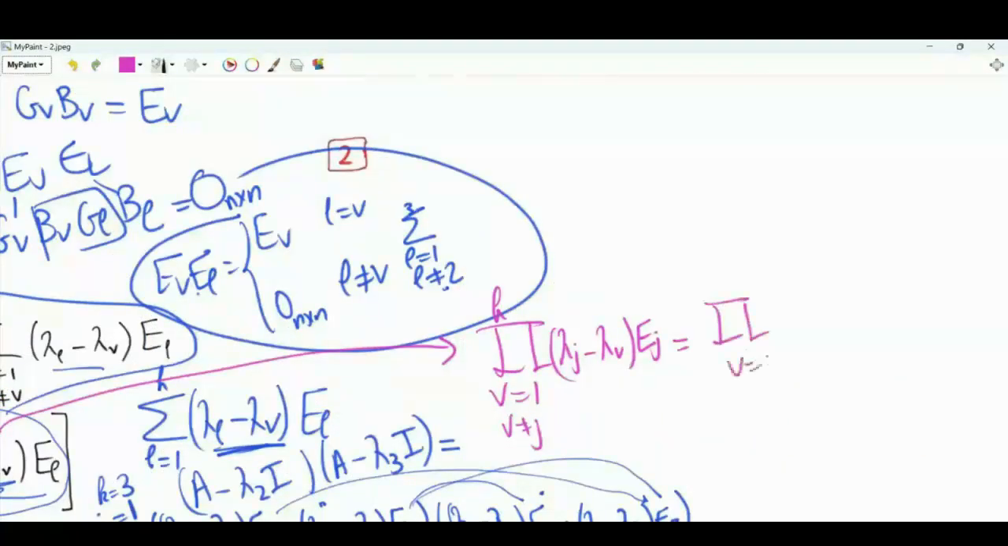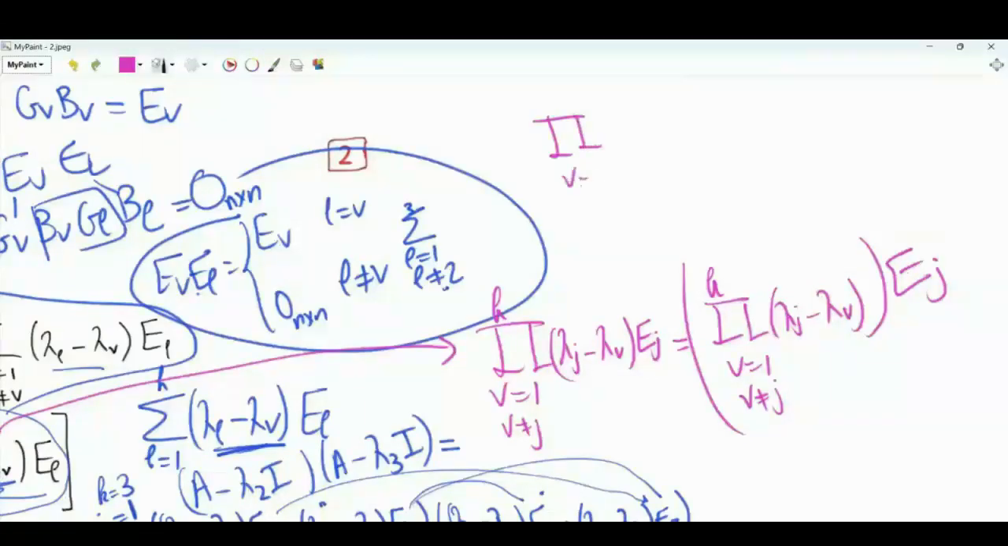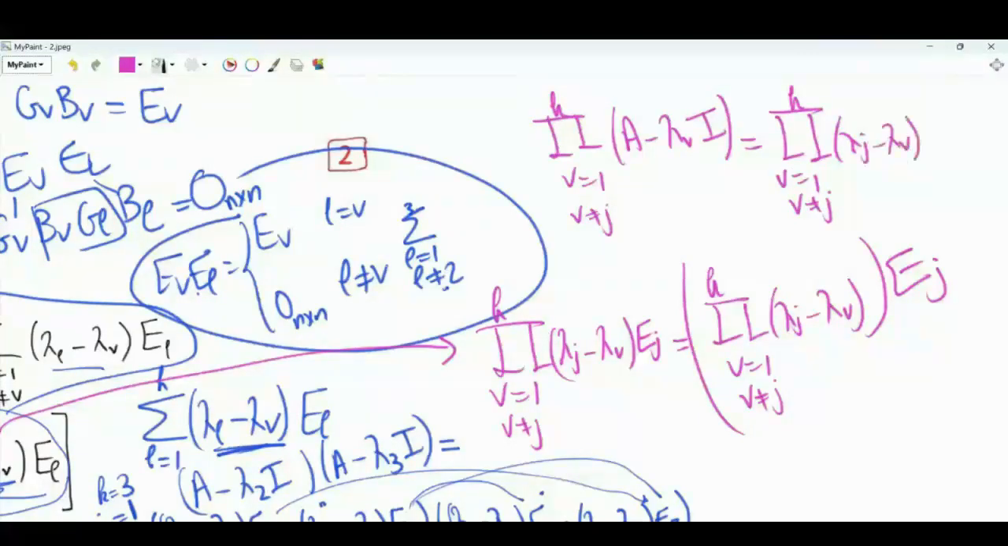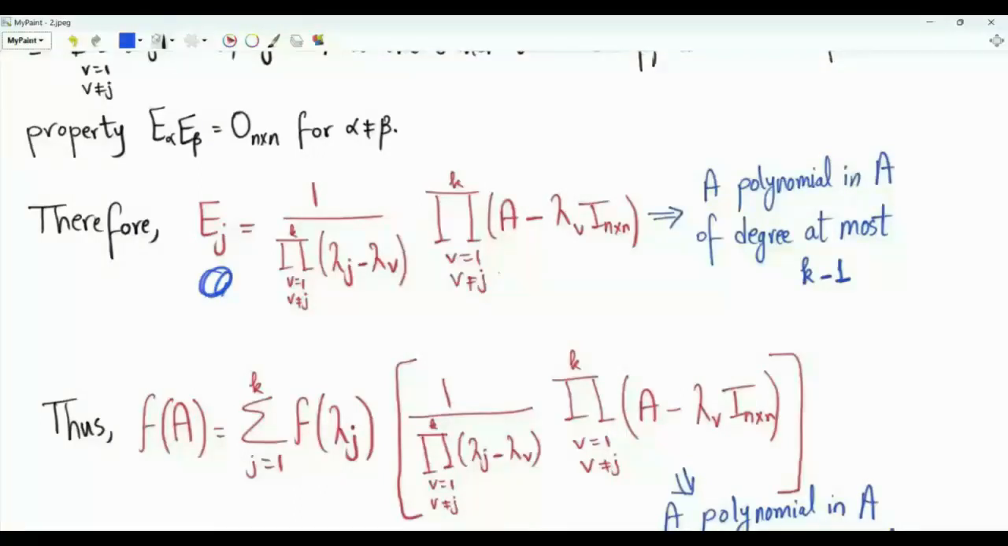If we carry out this product, we get the product over V from 1 to k, V not equal to J, of lambda J minus lambda V, and then EJ is multiplied by itself k minus 1 times. But EJ is an idempotent matrix, so we have EJ here, times the product over V from 1 to k, V not equal to J, of A minus lambda V identity. This is equal to the product over V from 1 to k, V not equal to J, of lambda J minus lambda V, multiplied by EJ. The eigenvalues are distinct, so this is a non-zero quantity. And now we can write down EJ as this product divided by this scalar. This is our result for EJ.